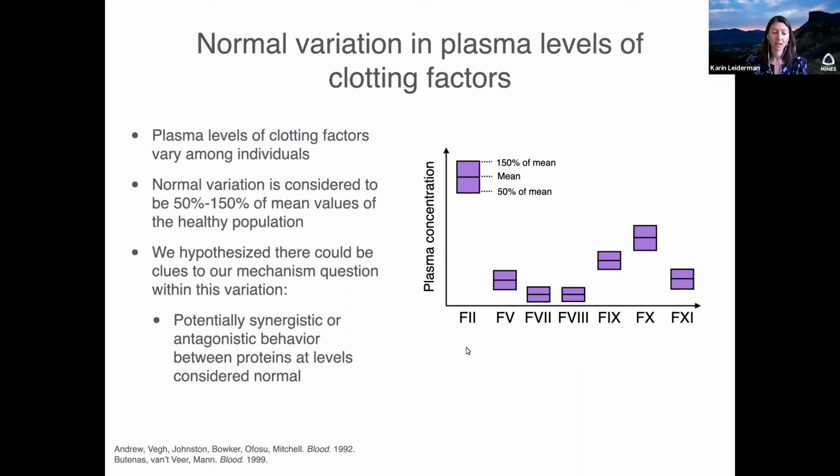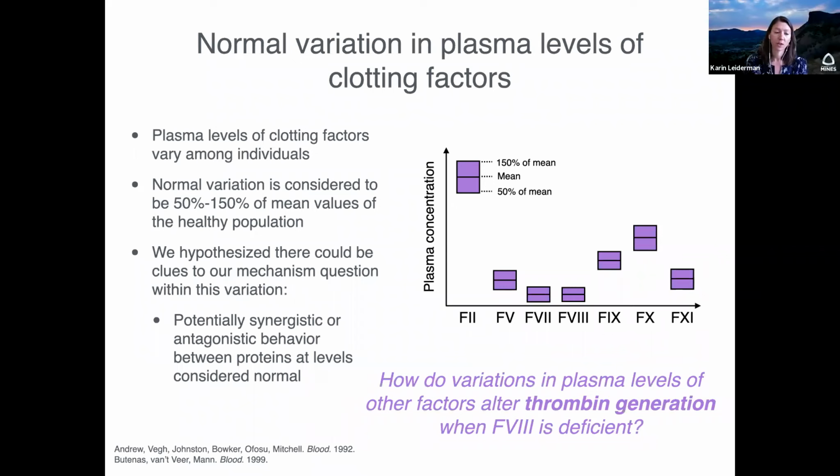So we hypothesize that there could be clues to our question regarding the mechanism of phenotypic variability. Could there be synergistic or antagonistic behavior between other proteins in the system? In other words, could 50% of one protein, of one factor, combined with, say, 150% of another factor, but both still within the normal range, work together to enhance the clotting response, right? Could it be more than two? Would they be in a low normal or high normal range?